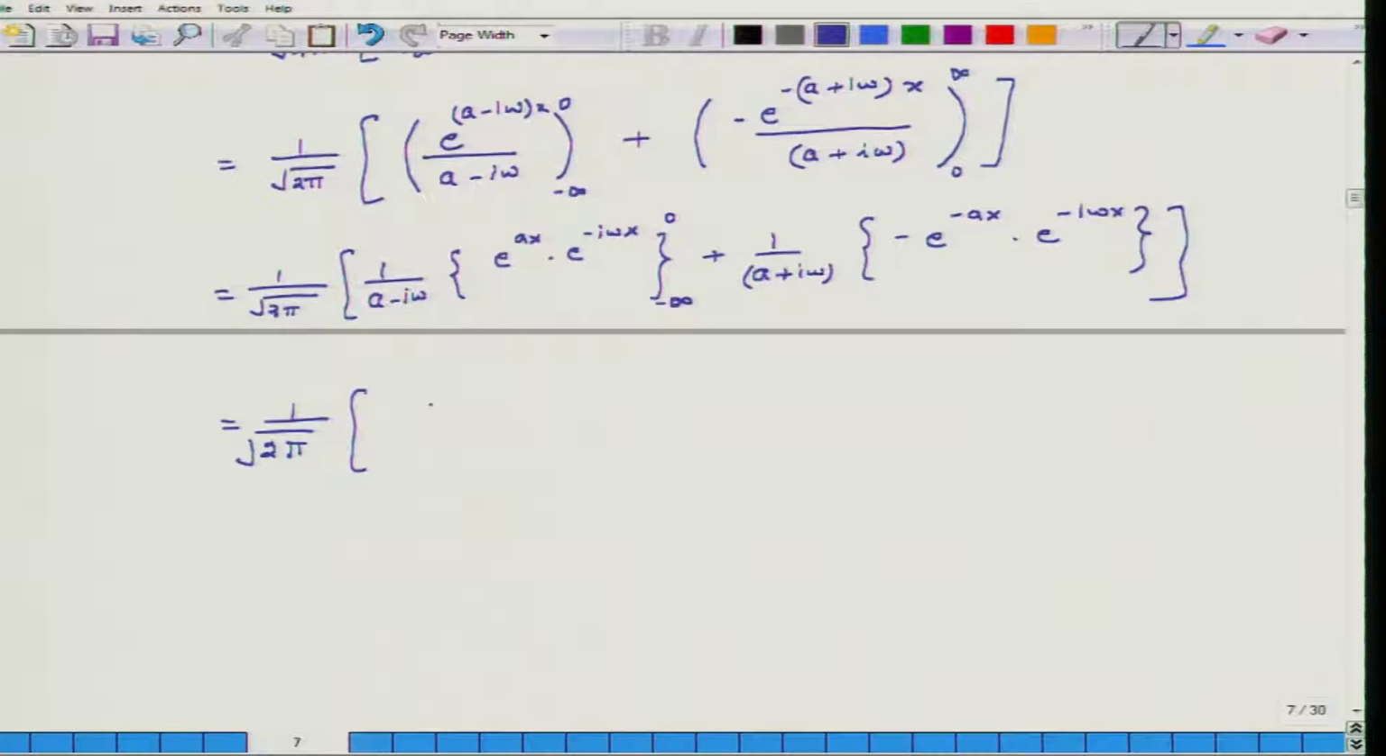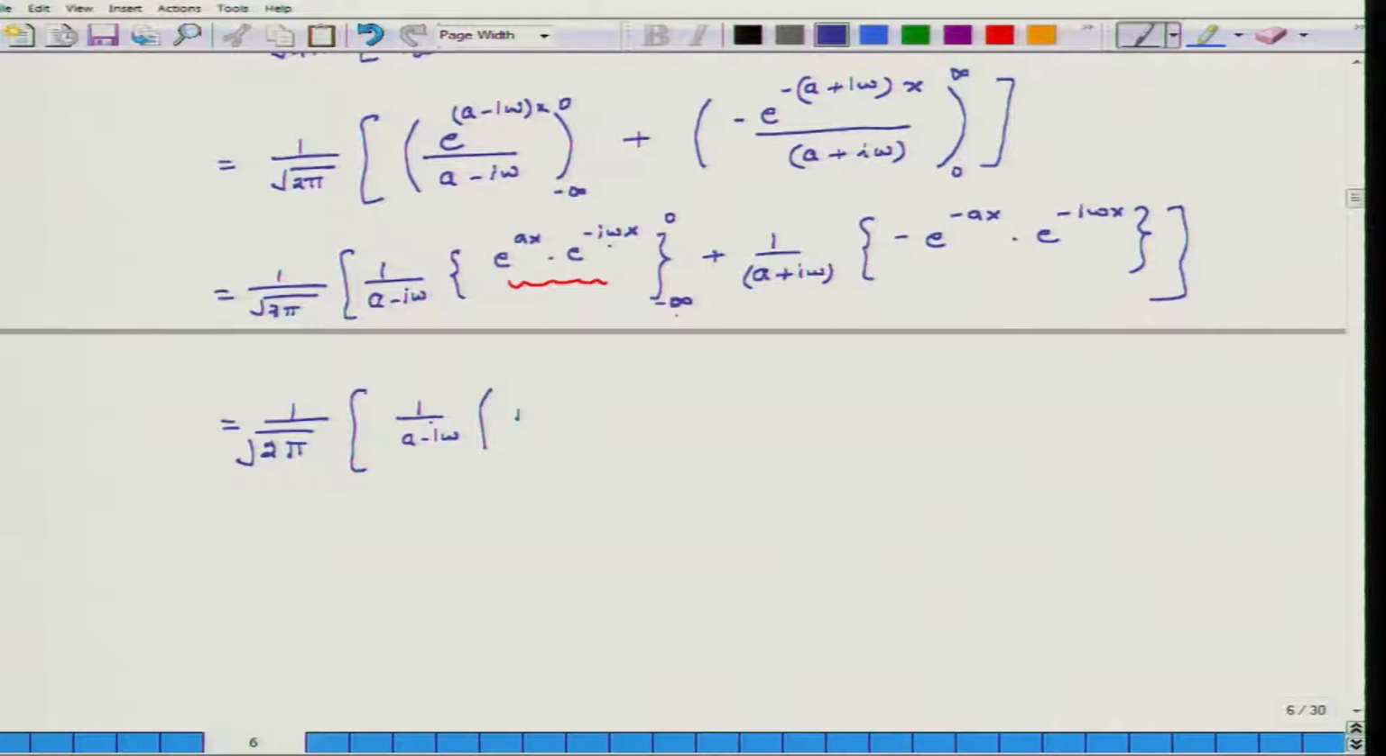So, first we will compute. This is 1 over a minus I omega, and when I evaluate this function at x equal to 0, what do I get? 1. When I evaluate e to the power of a x times e to the power of minus I omega x at x equals 0, I get 1. What happens when I evaluate at minus infinity?